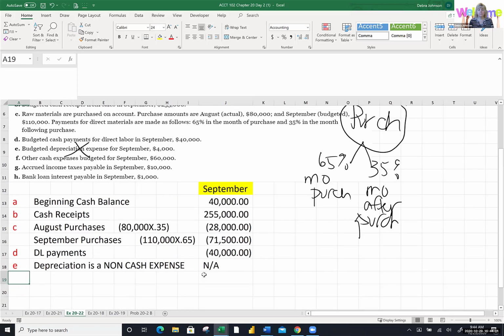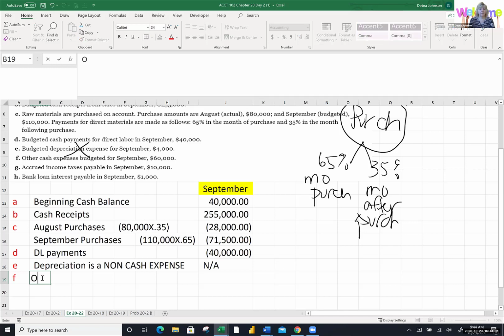So a couple of curveballs. One was a timing payment issue, and the other one was throwing you something that isn't even a cash expense. So, why did they put it in there? We're developing our critical thinking skills. They want you to weed through the noise and to use the relevant data. In fact, we're going to have a whole chapter coming up on relevant data, how to determine what's relevant. Questions?